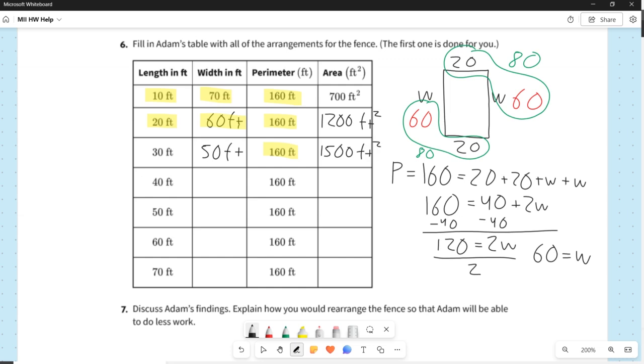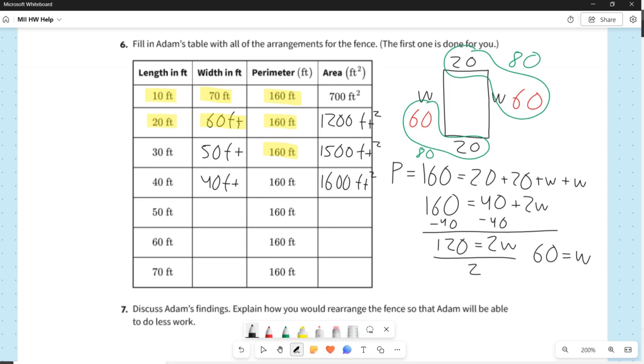Similarly, if our length is 40, well, 80 take away 40 is 40. And 40 plus 40 is 80, another way of looking at that. Our perimeter is going to be 40 plus 40 plus 40 plus 40, which is 160, so that checks out. And when I multiply 40 times 40, 4 times 4 is 16, two more zeros, 1,600 square feet.